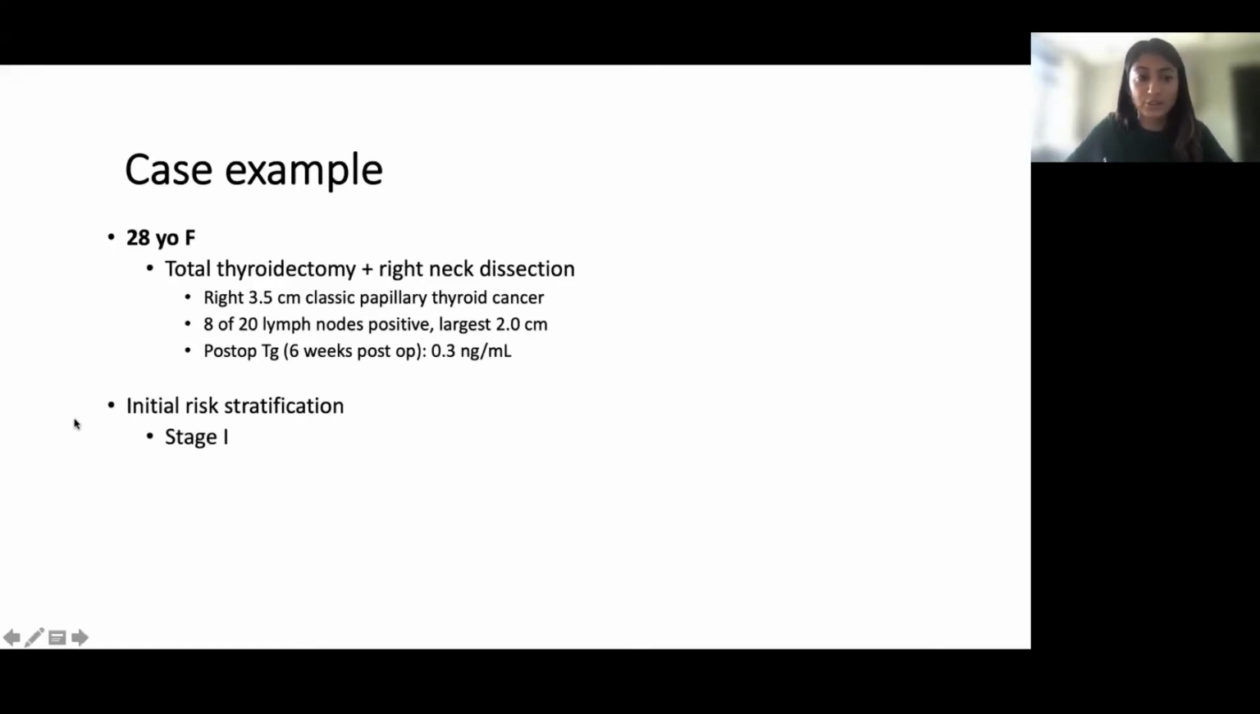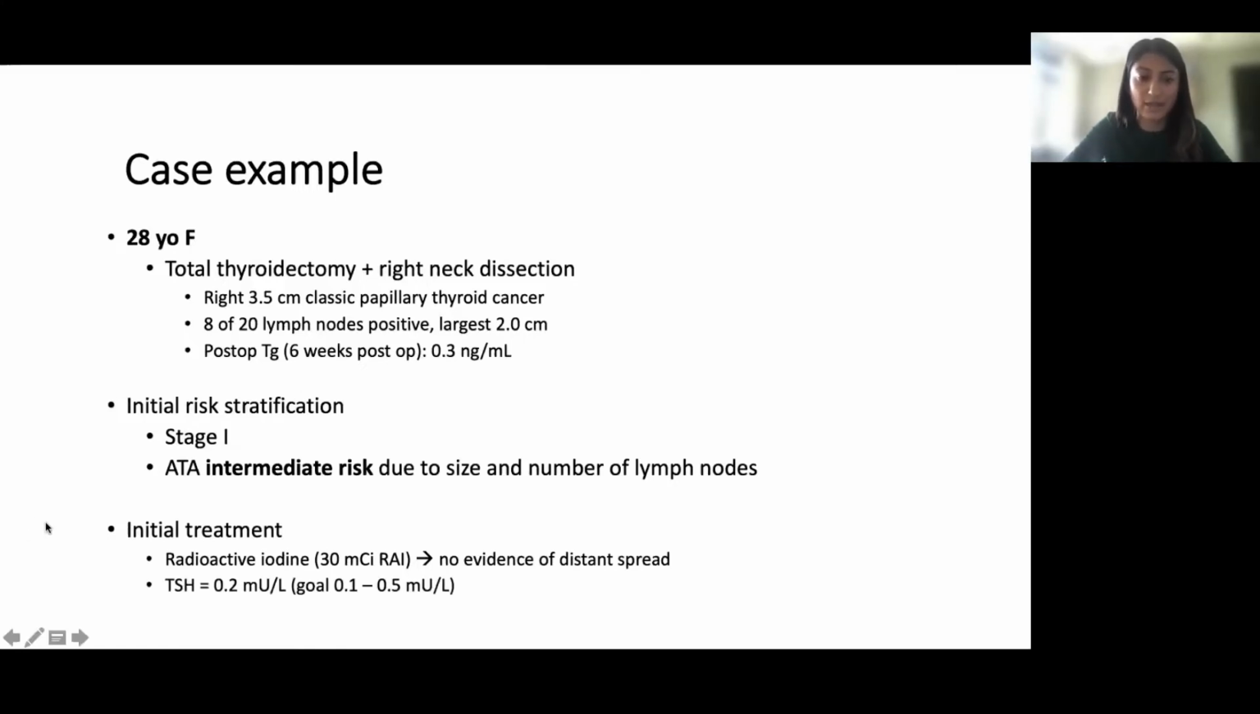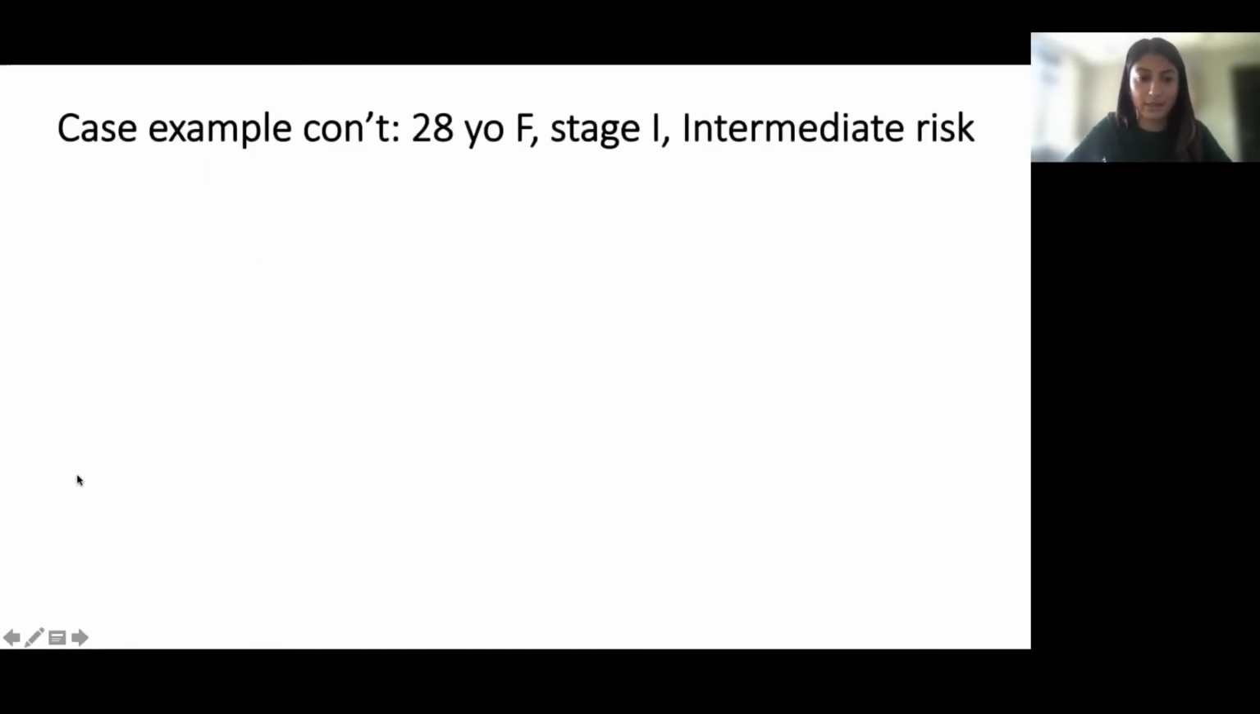So her initial risk stratification, she has stage 1 papillary thyroid cancer, and her ATA risk is an intermediate risk, and that's because of the lymph nodes that are involved. So her initial treatment, I gave her 30 millicuries, which is a low dose of radioactive iodine, and there was no evidence that the thyroid cancer had spread anywhere outside of her neck. And then I kept her TSH between 0.1 and 0.5. We'll talk about that a little bit later.